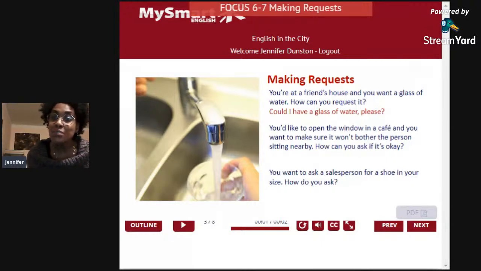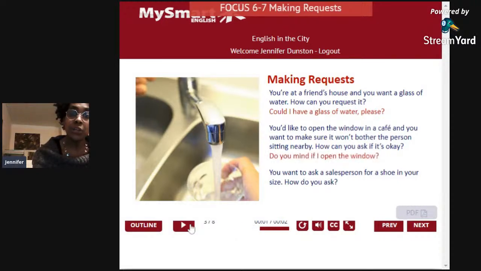Could I have the shoes in my size, please? Excellent, Andrea. Thank you very much. That's the third situation that we see at the bottom. You wanted to ask a salesperson for a shoe in your size. And Andrea says, "Could I have the shoes in my size?" Going back to opening the window, here's another way of making a request. You lean over and you ask the person sitting next to you, "Do you mind if I open the window?"